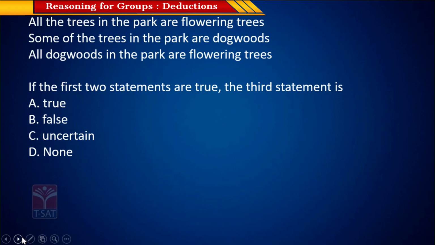Let's look at the next question now. All the trees in the park are flowering trees. Some of the trees in the park are dogwoods. All dogwoods in the park are flowering trees. You're again given that the first two statements are true and you need to comment on the third statement.